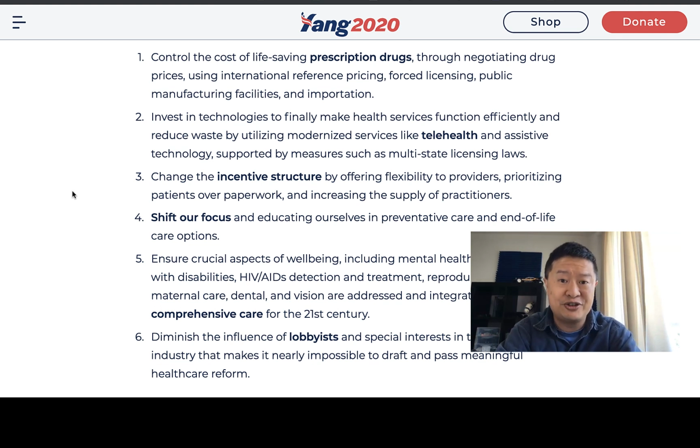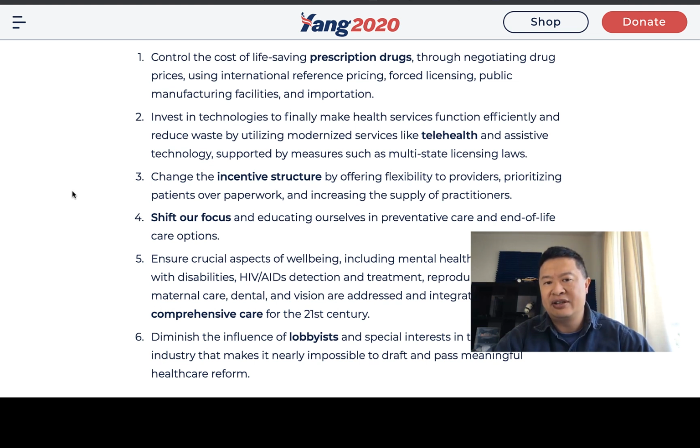Obviously, there was a first issue of prescription drug pricing through negotiated purchasing, international reference pricing. I think, in fairness, other candidates had talked about this. The second one is something that now a lot of us are talking about, but Andrew Yang was talking about last year, which is the importance of things like telehealth, to use technology to make healthcare delivery faster and more efficient.